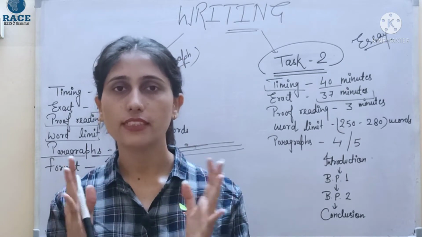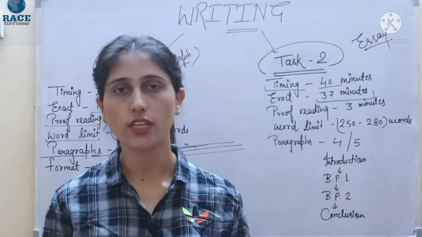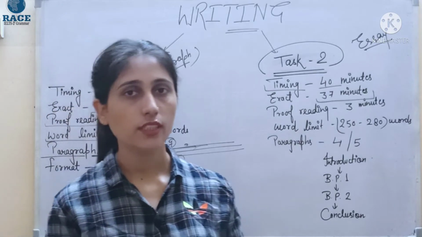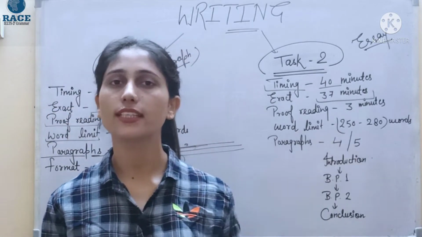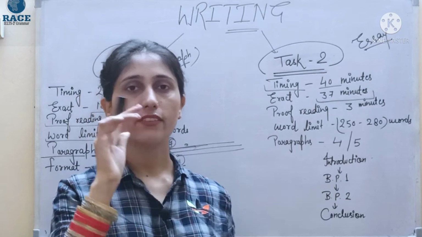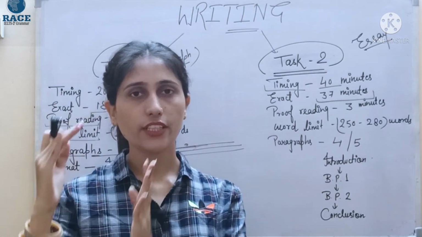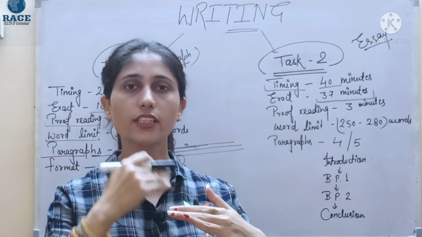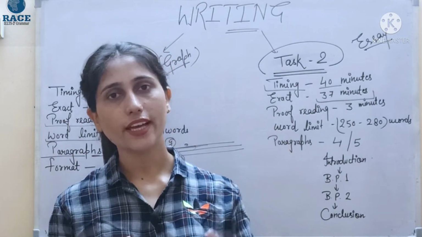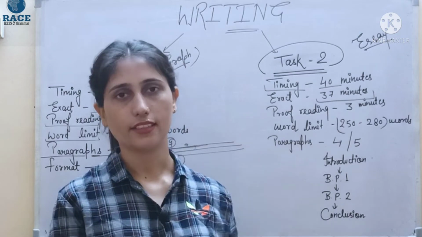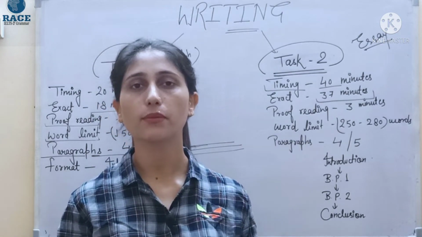250 to 280 words के अंदर ही आपकी word limit होनी चाहिए. And how will you count? Like I have told you, you will count the lines and you will count how many words you have written in one line. So if 7 or 8 words are written, you will count the 8 table how many times, how many lines there are. So your word limit will be clear for you.